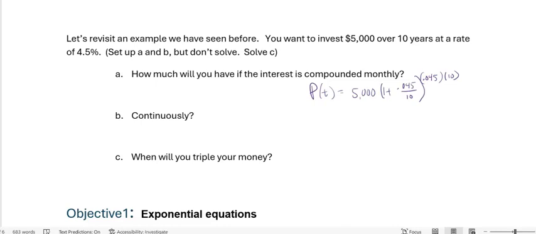So let's see. You want to invest 10,000. So I can figure this out. We've already done this before. Run this through my calculator. It tells me how much money I have in 10 years at 4.5%. I probably won't double my money. My guess is going to be somewhere around $8,000 or $9,000.